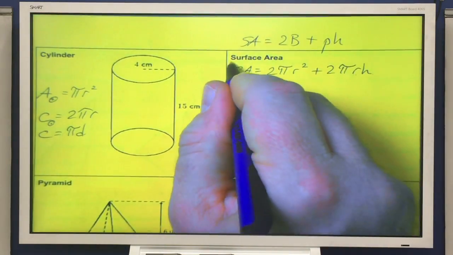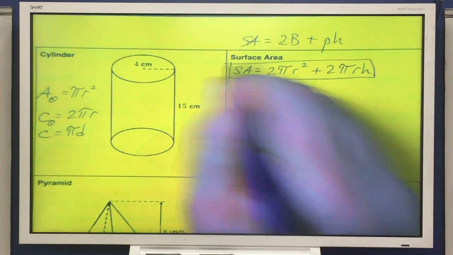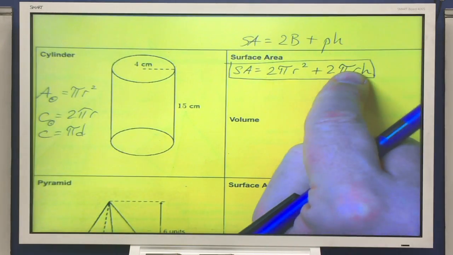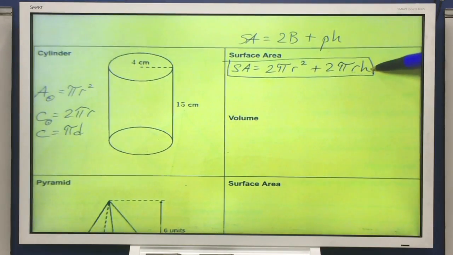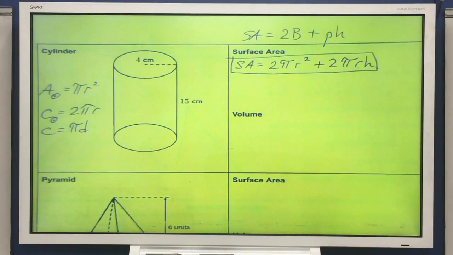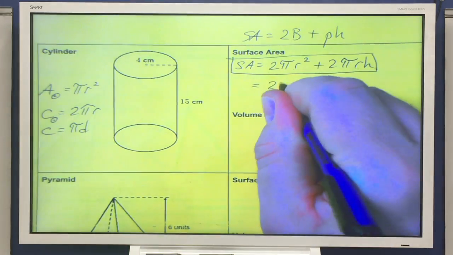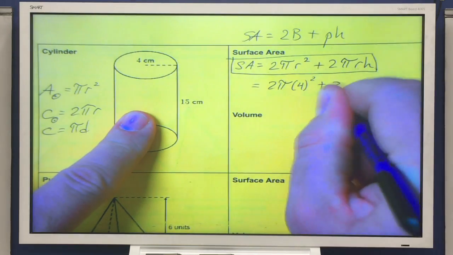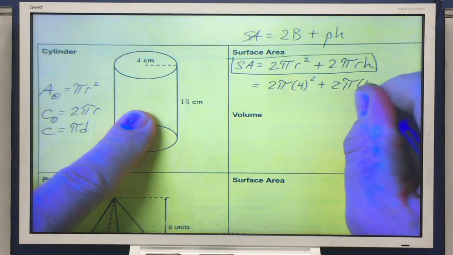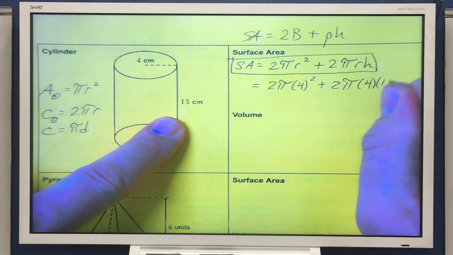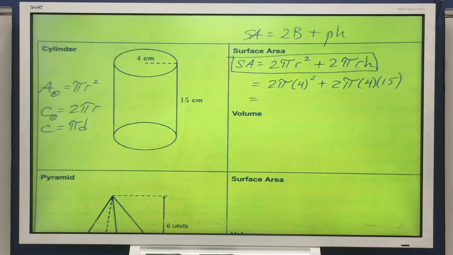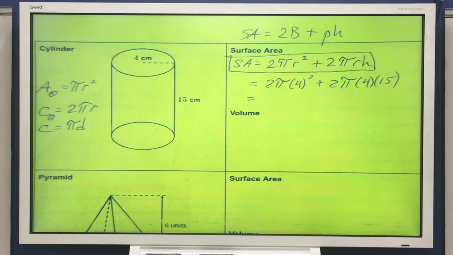From the other side of the sheet with prisms, I've got two circles, and I've got the perimeter of the base, which is circumference, times height. So this formula doesn't come out of thin air. It actually makes sense. So at this point, all I need to do for our particular cylinder is plug in the radius and plug in the height, and then I'm good to go. I can figure this out. I'm going to show you your answer in terms of pi, and I'm going to show you your answer as a decimal.